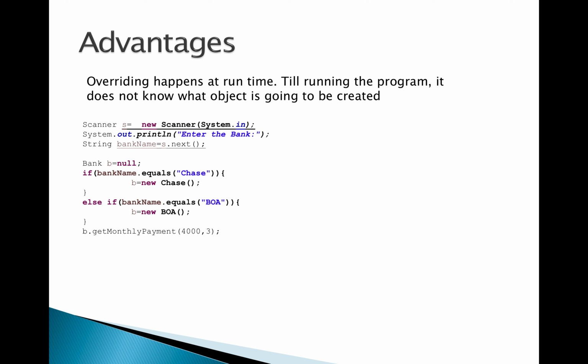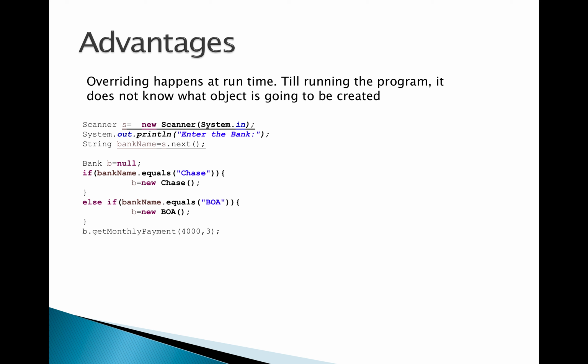And when you call b.getMonthlyPayment, when you write this program, you don't know which getMonthlyPayment is going to get called, whether it is going to call a Chase monthly payment or a Bank of America monthly payment. We will not know it. We will know it only when you run the program and the user supplies the input. So this is basically called runtime polymorphism.